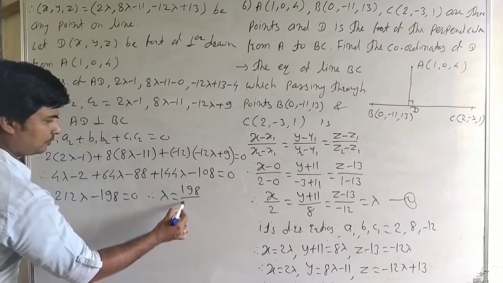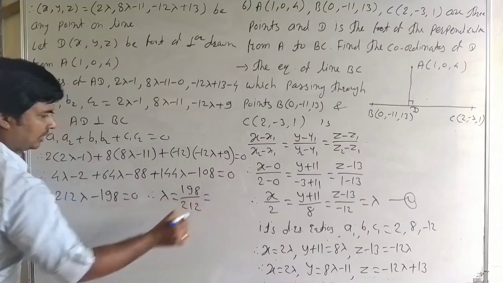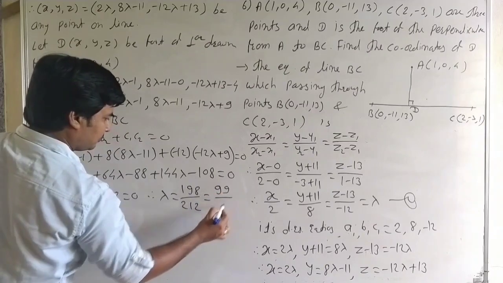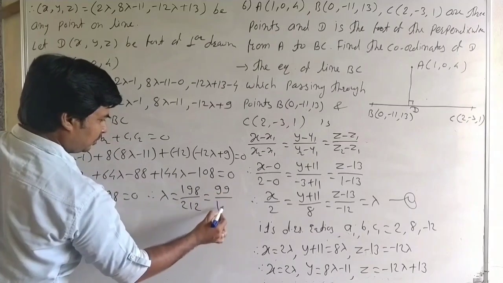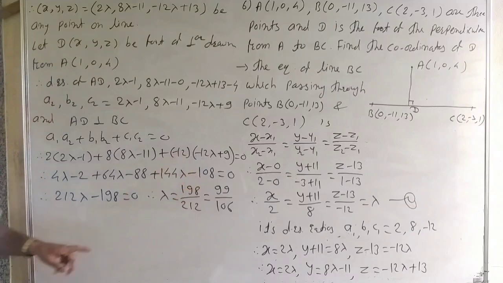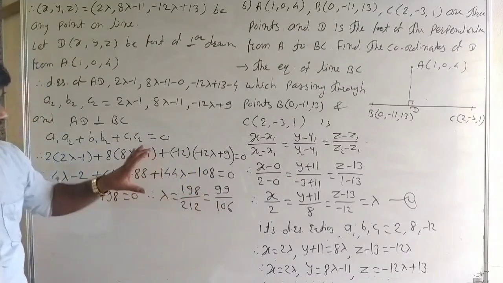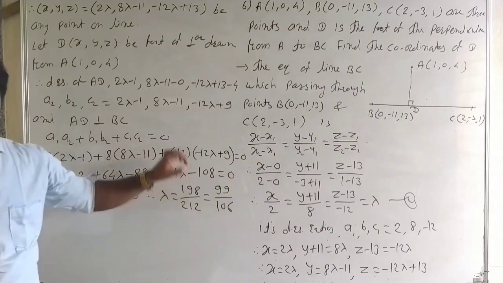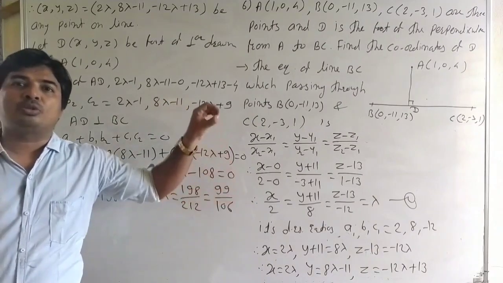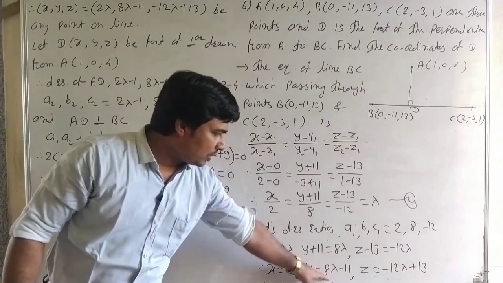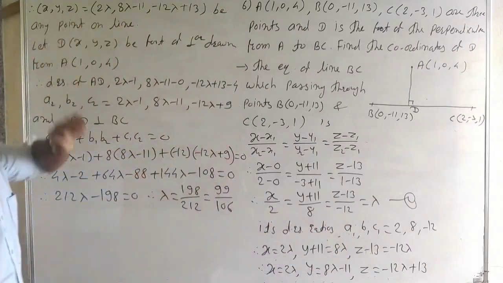198 upon 212, and then dividing by 2, it is 99 upon 106. Here is the value of lambda, 99 upon 106. But we want to find the coordinates of the foot of perpendicular, and the coordinates of the foot of perpendicular are x, y, and z. It is x comma y comma z.